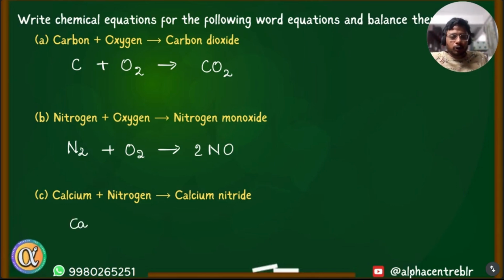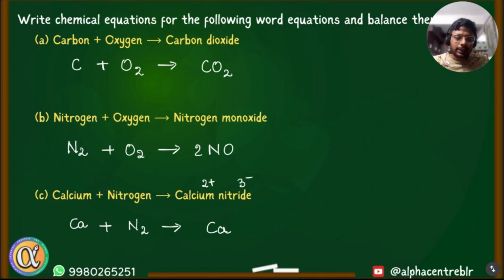Formula for calcium. Metals are all monoatomic, so they stay alone: Ca, plus nitrogen N2. So calcium nitride. Calcium is 2 plus, nitride is 3 minus, so the formula is Ca3N2. Is this balanced? No. We have three calcium here, so that side also we need 3 calcium. As we said, metals can be balanced first. So 3 there. Then nitrogen is already balanced.